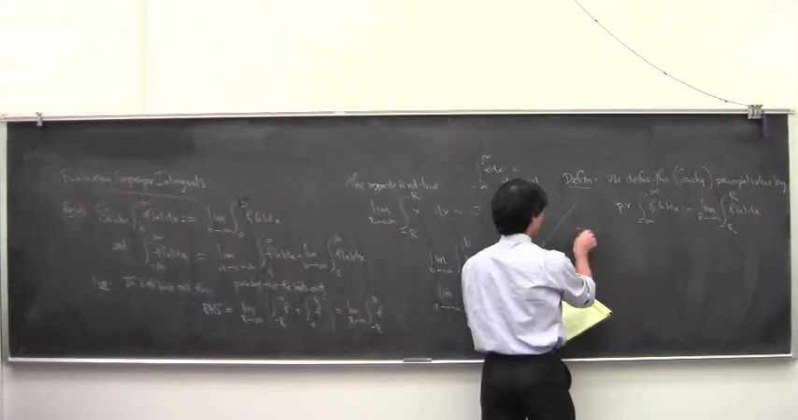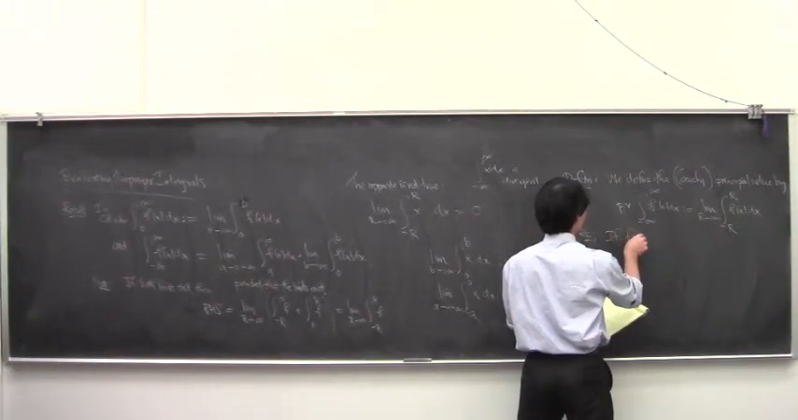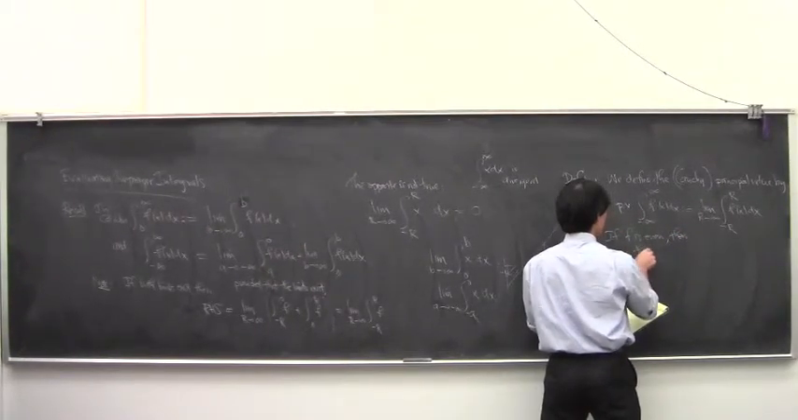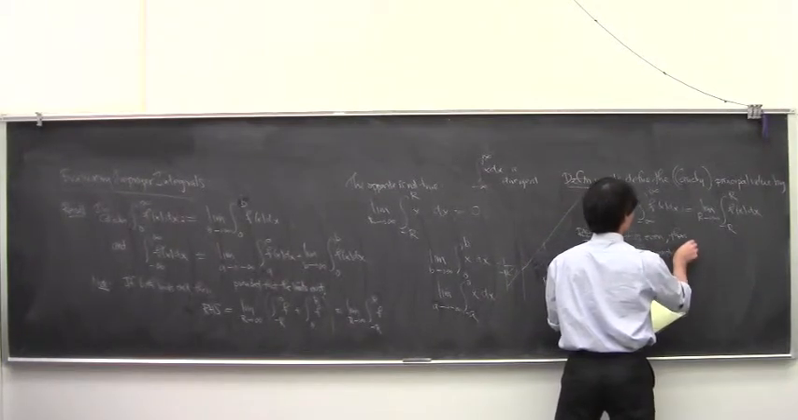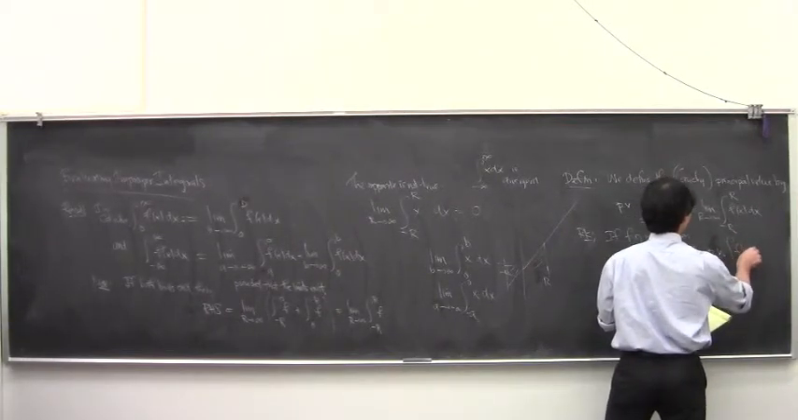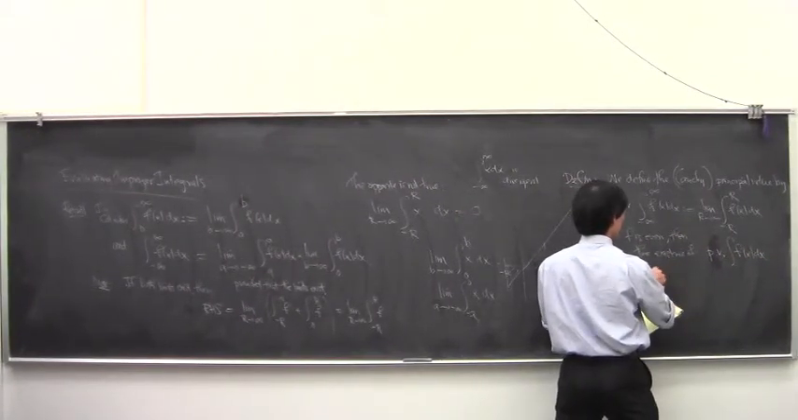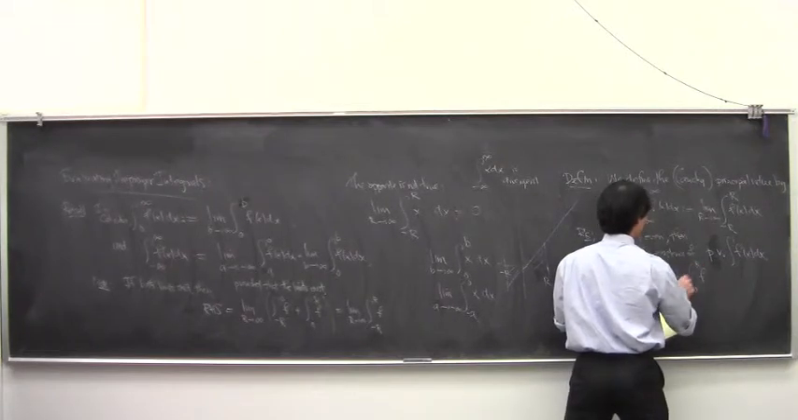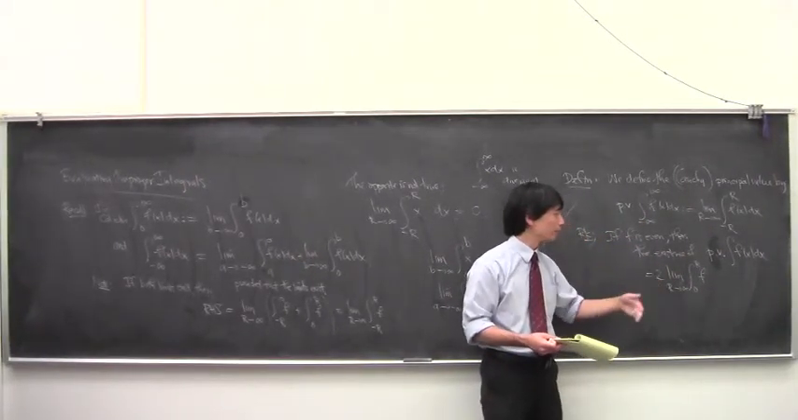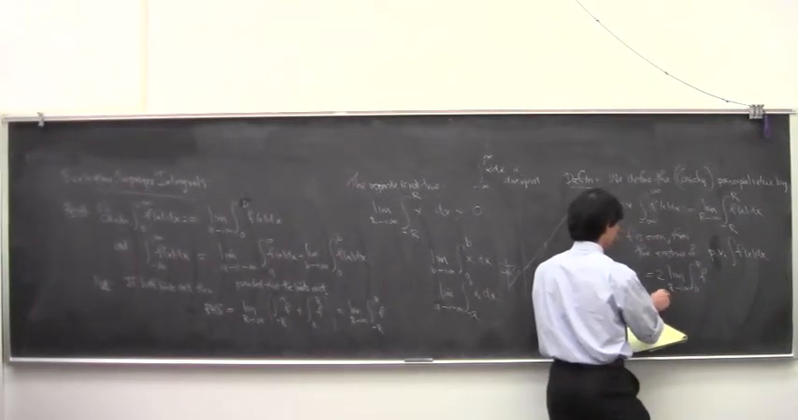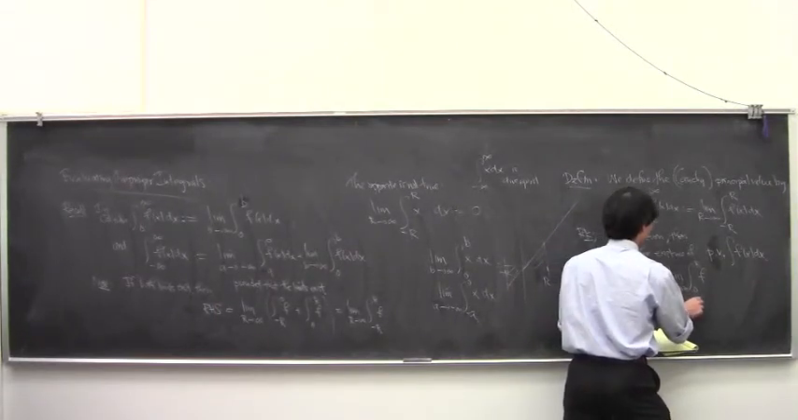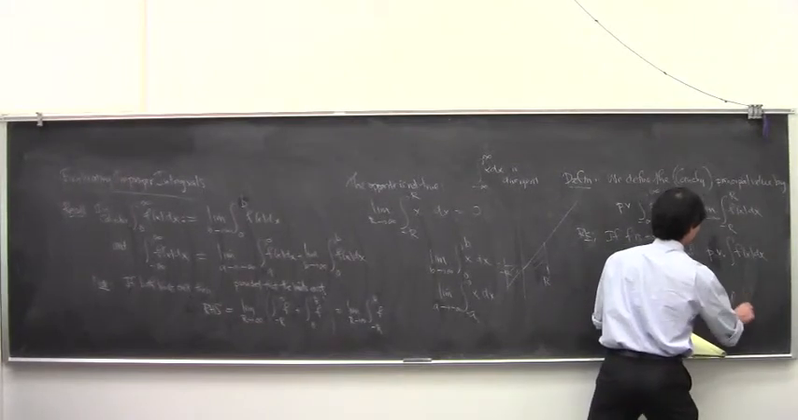Okay, and one small comment. Of course, if f is even, then the existence of the principal value integral is going to be the same thing as twice the limit as r goes to infinity of the integral from 0 to r, and thus implies convergence of the improper integral.